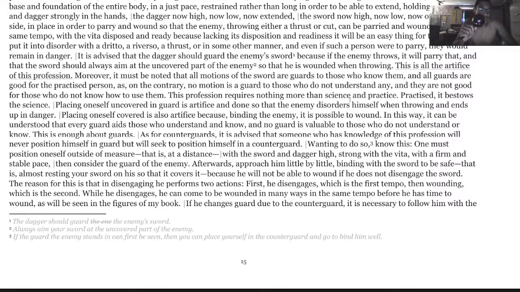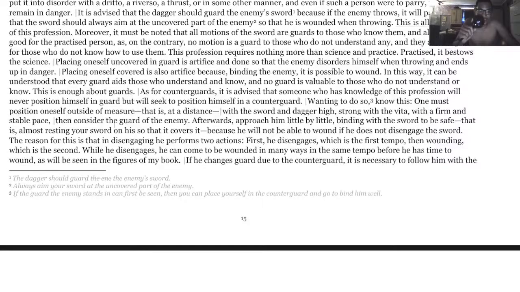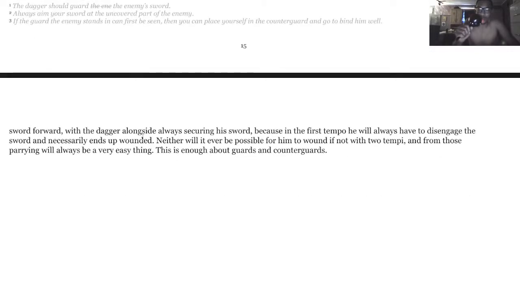If he changes guard due to the counter guard, it is necessary to follow him with the sword forward, with the dagger alongside, always securing his sword. Because in the first tempo, he will always have to disengage the sword and necessarily ends up wounded. Neither will it ever be possible for him to wound, if not with two tempi, or from those parrying will always be very easy. This is enough about guards and counter guards.